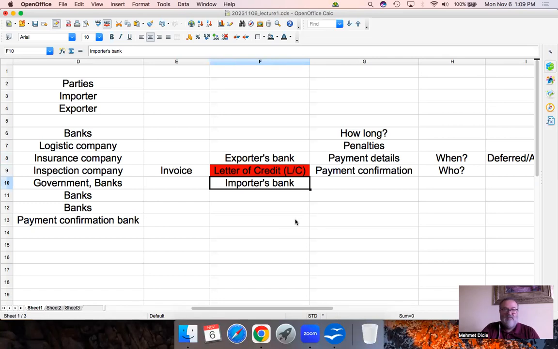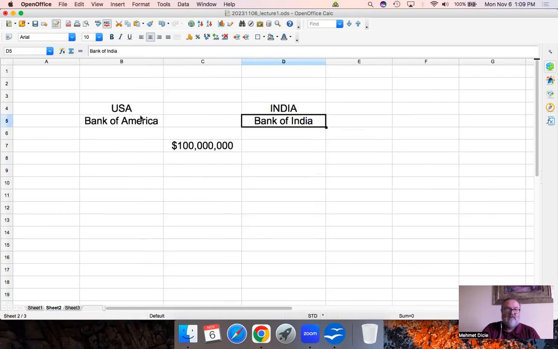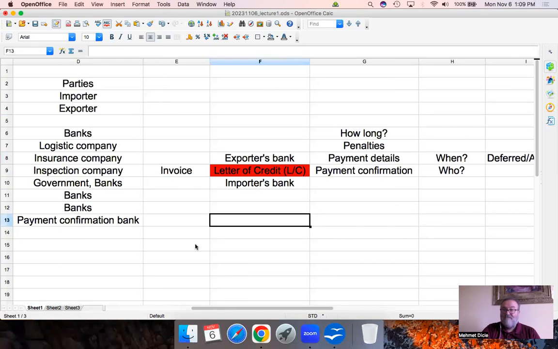However, sometimes the importer's bank is too expensive or they require collateral that's too much. In those cases, as an importer, I might actually look for a third bank and ask for them to help me out. So let's just say that in our example here, we work with Bank of America and Bank of India, and let's just say that Bank of America is giving me a hard time. Then what I would do is go to, I don't know, say Mattery Bank.